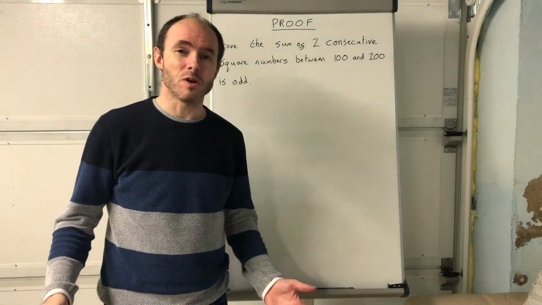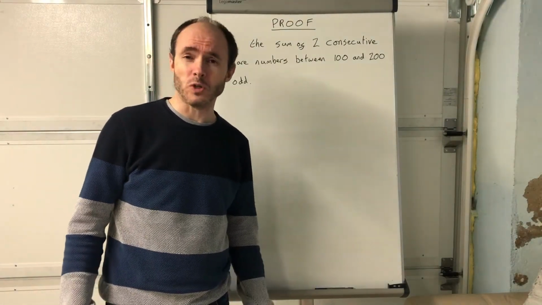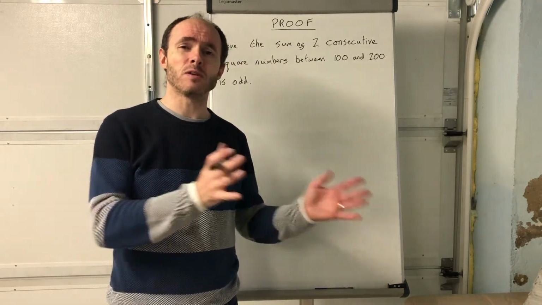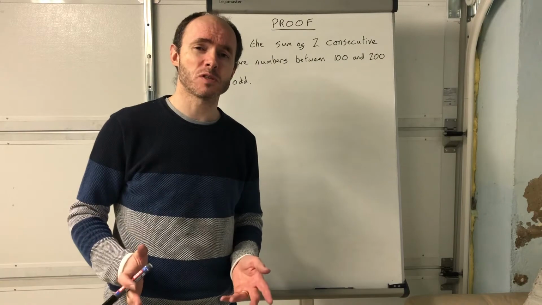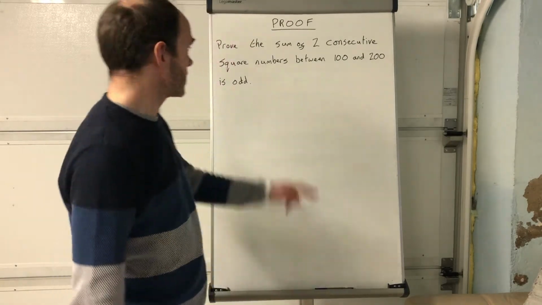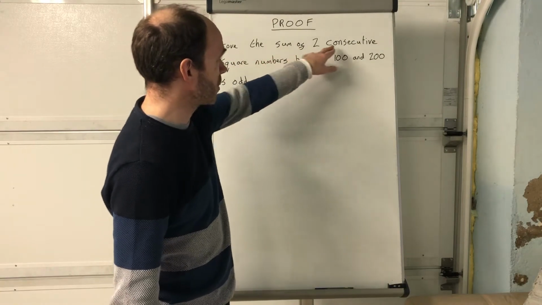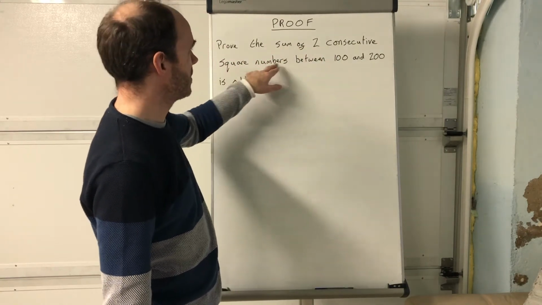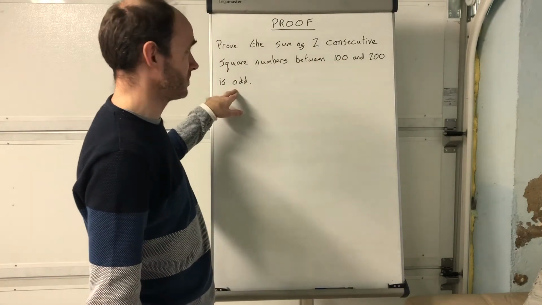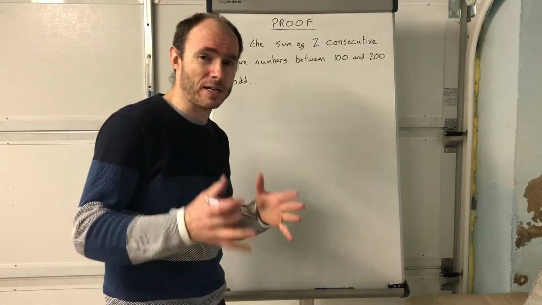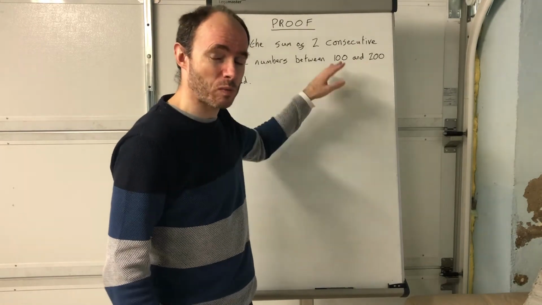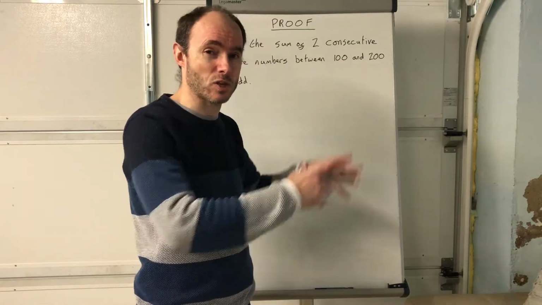This one is what's known as a proof by exhaustion, or at least you can do it as a proof by exhaustion. What that means is I've given you a defined number of values you can actually use and substitute in and show that it actually works. So we're asked to prove the sum of two consecutive square numbers between 100 and 200 is odd. Now, because I've defined it between 100 and 200, you can actually work out all the square numbers between 100 and 200 and check that it actually works.